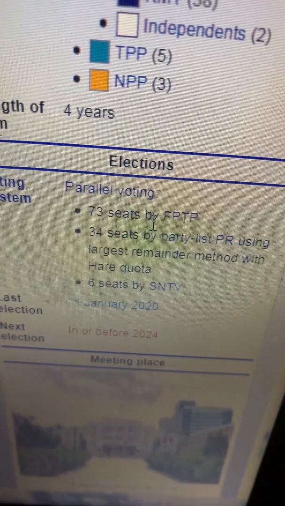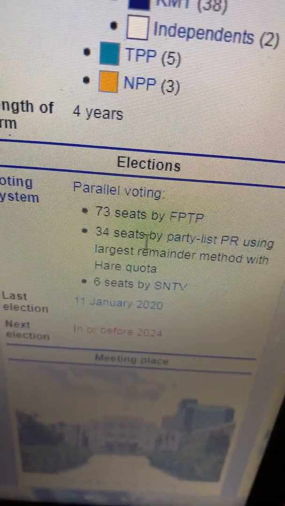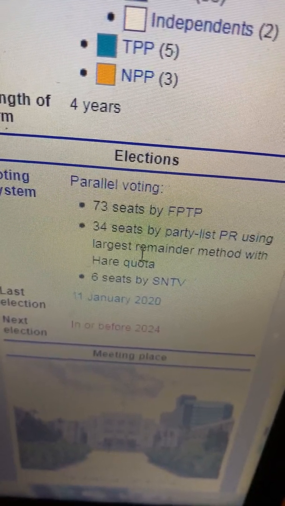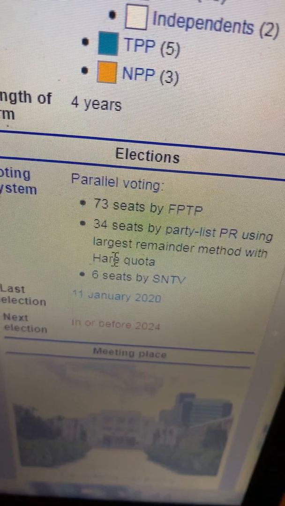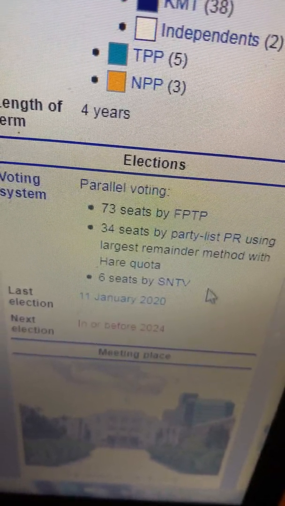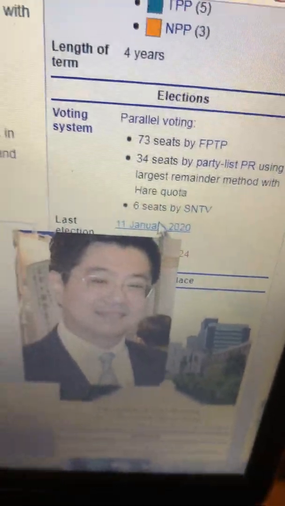There are 73 seats by first past the post, and 34 seats by party list proportional representation using the largest remainder method with Hare quota, and 6 seats by single non-transferable vote. Let's take the 2020 election as an example.